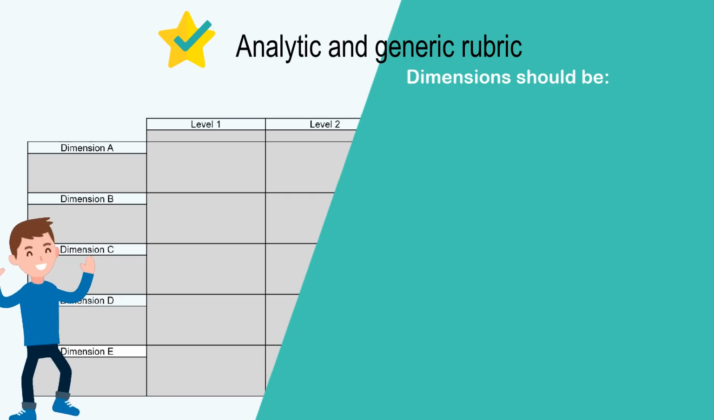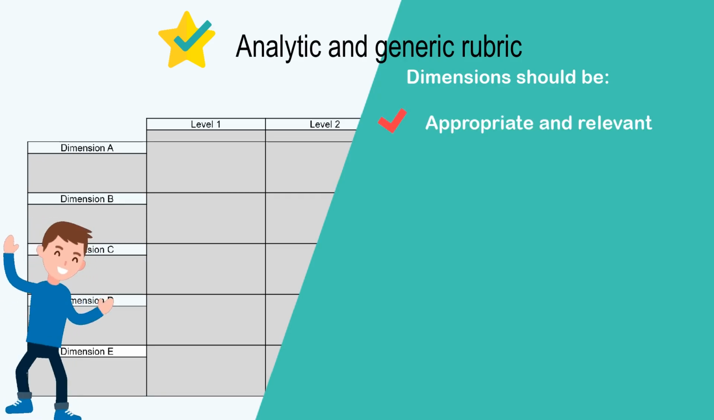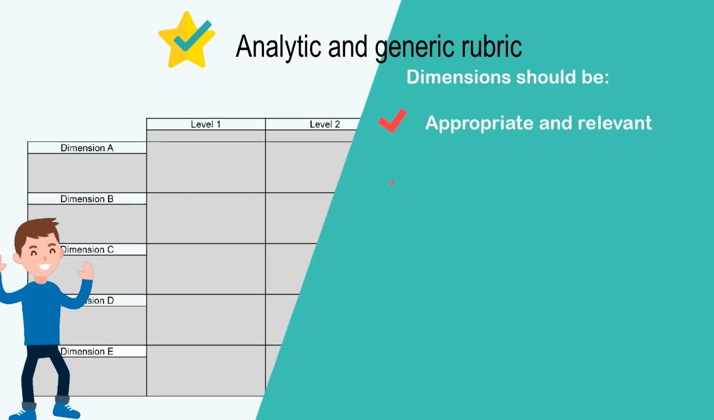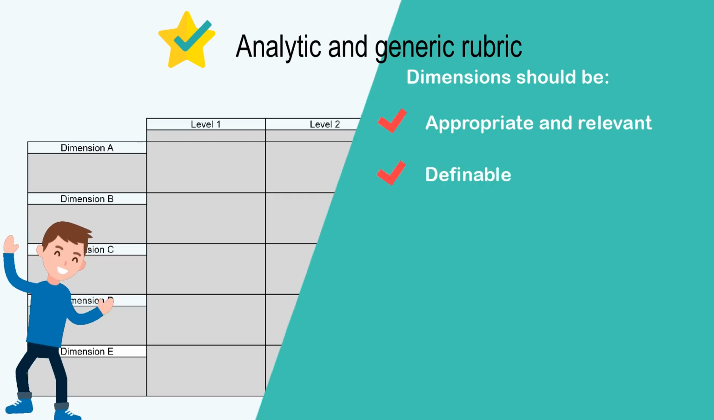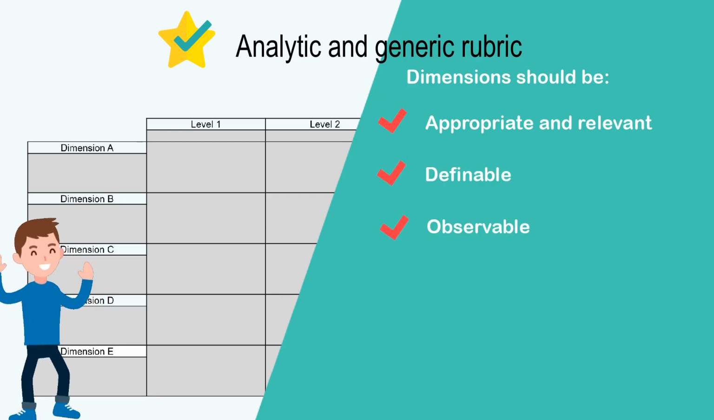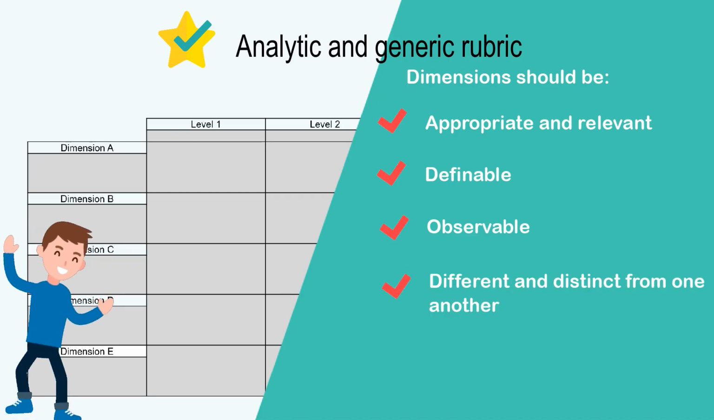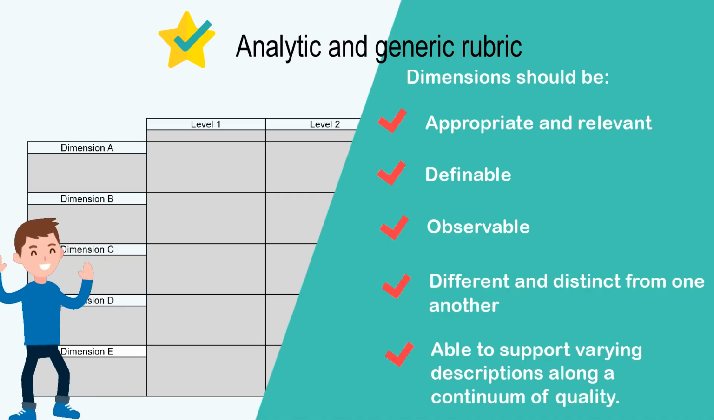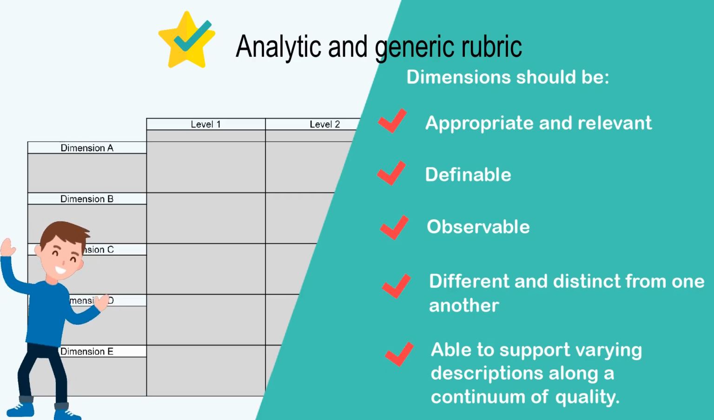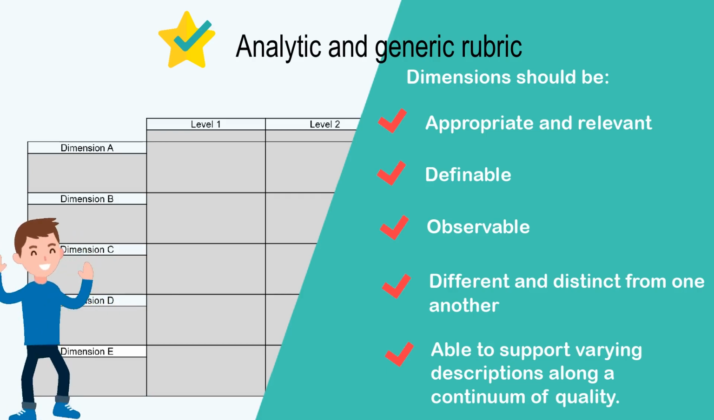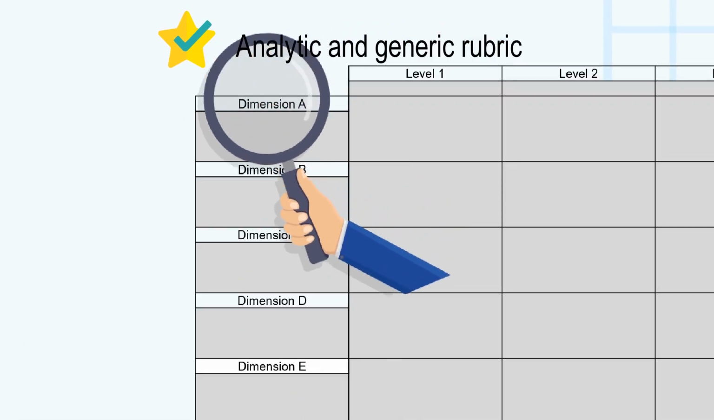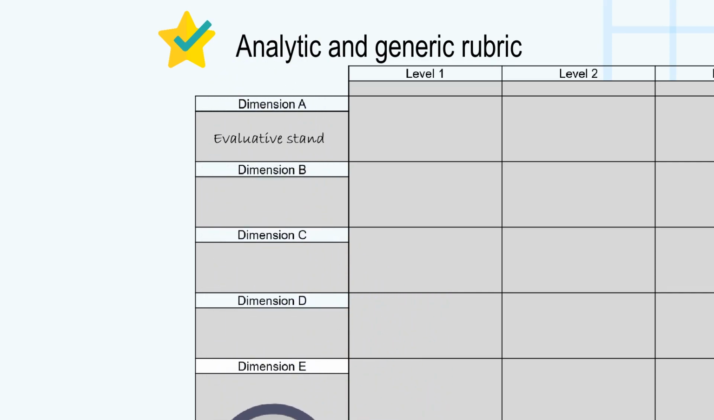To sum up, your dimensions need to be 1. Appropriate and relevant to essay writing, 2. Definable, 3. Observable, 4. Different and distinct from one another, and lastly, 5. Able to support varying descriptions along a continuum of quality. For example, the dimensions for writing a good economics essay are presence of evaluative stand, analytical breadth and depth, application to context, relevance to the question requirements, and content accuracy.